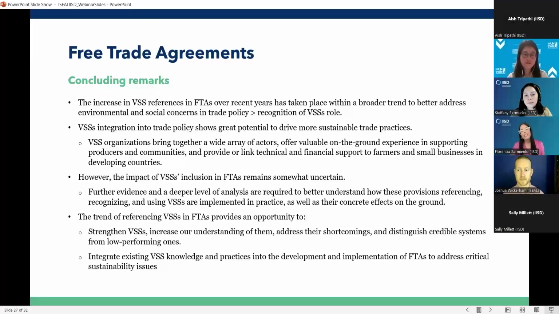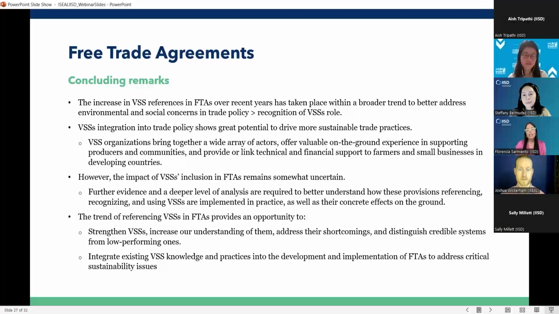However, it should be noted that the impact of this inclusion is still uncertain, and it's too early to determine whether the growing inclusion of VSS in FTAs will lead to more sustainable trade among the parties that have signed the agreement. We need further evidence. We need a deeper level of analysis to better understand how these provisions have played out in practice and what are the concrete effects on the ground.